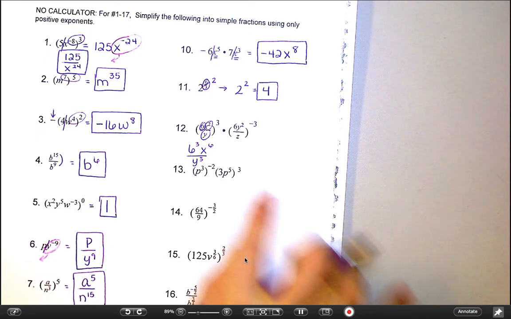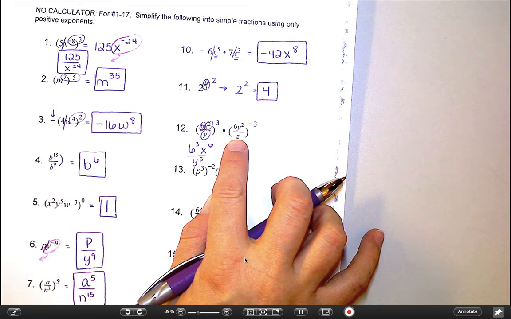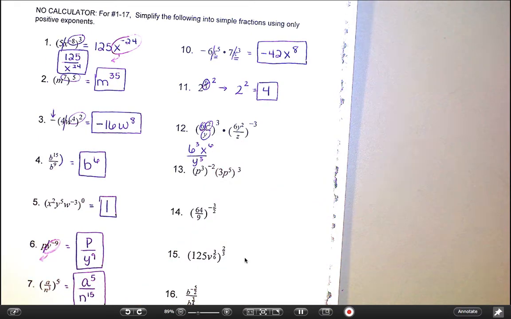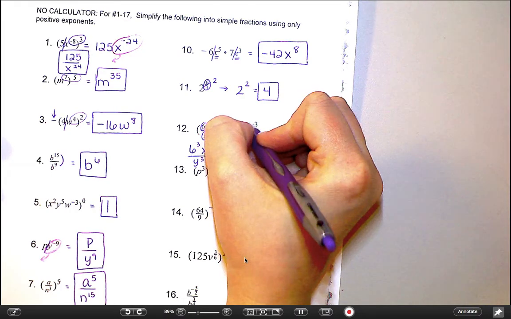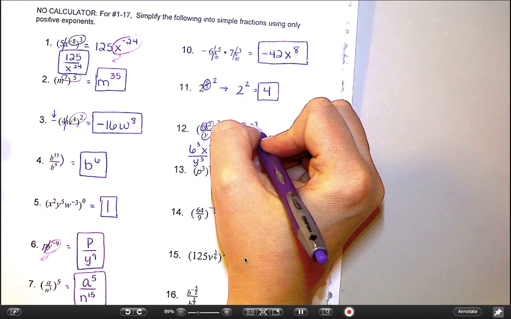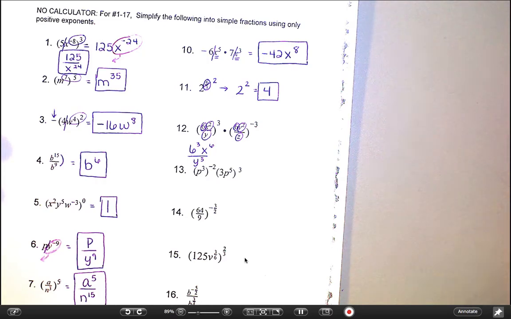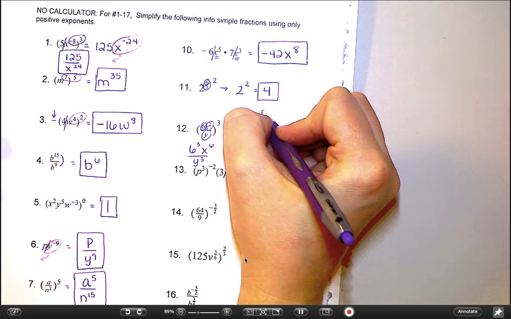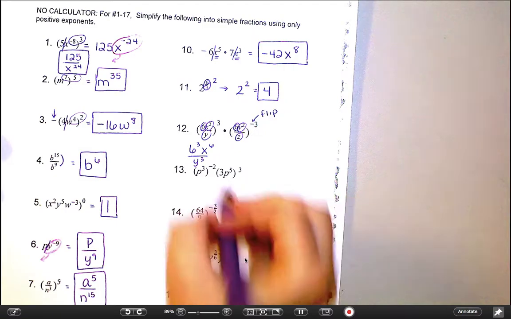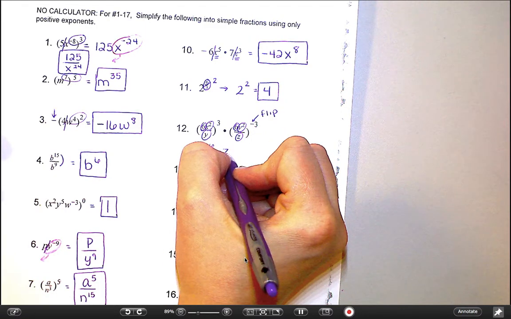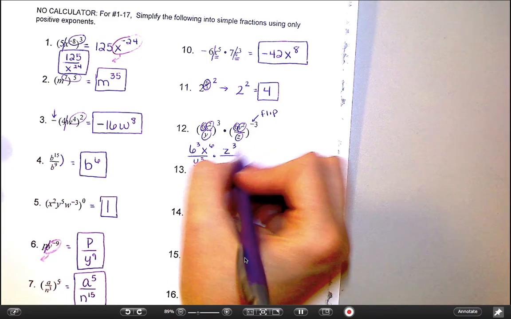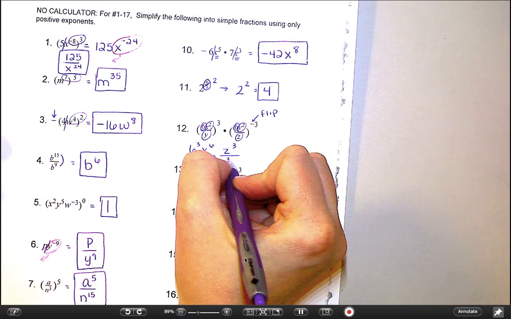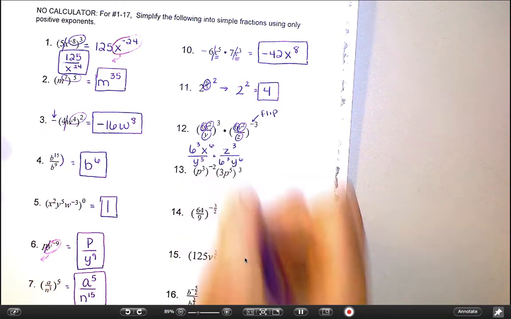And I did that because I can see what's about to happen over here. But I'm just trying to save you some mental anguish here. Now, on this one, I'm doing the exact same thing. I'm doing a power of 3 on everything. I'm also flipping everything over. So that negative 3 is telling me to flip the whole fraction. So I'm going to end up with a z to the third up on the top. And down on the bottom, I'll have 6 to the third, and y to the sixth. Okay?